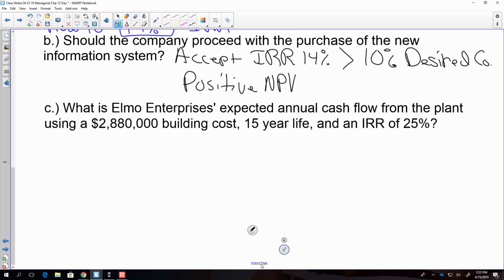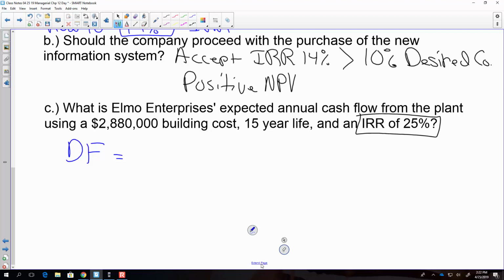Our final one is letter C. We have a cost of the building of $2.88 million with a 15-year life. The internal rate of return now is 25%. But I need the discount factor. That's what I really need. So let's go to the 25% column on page 671.